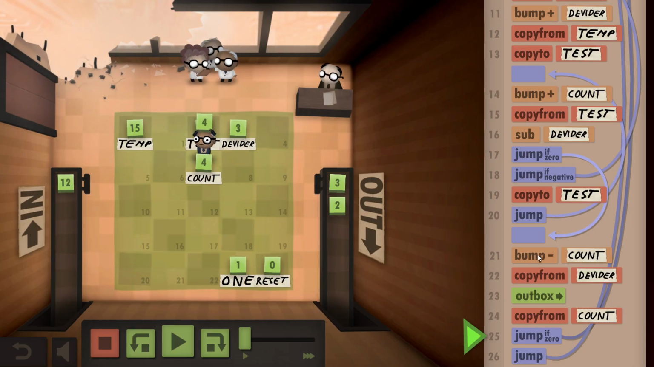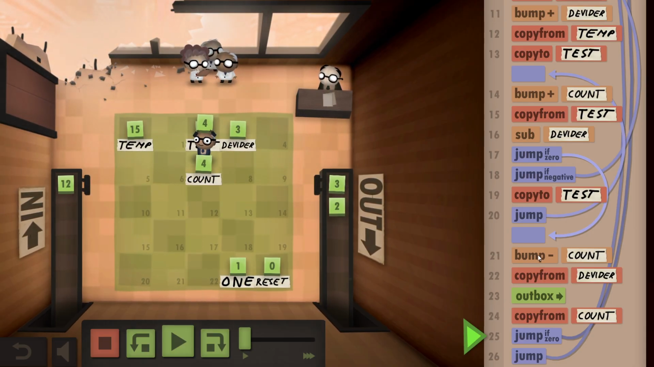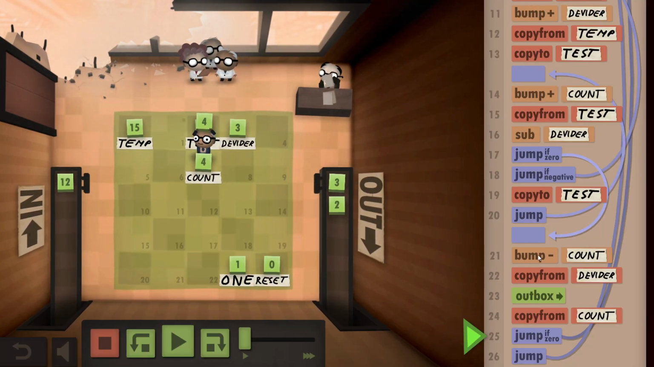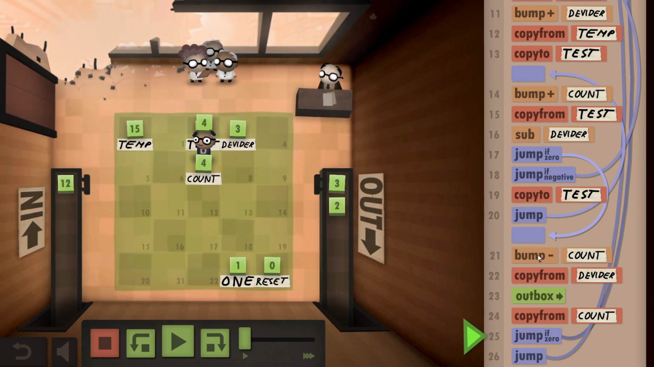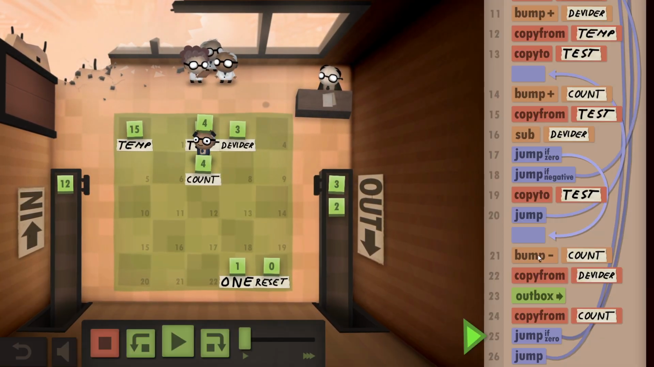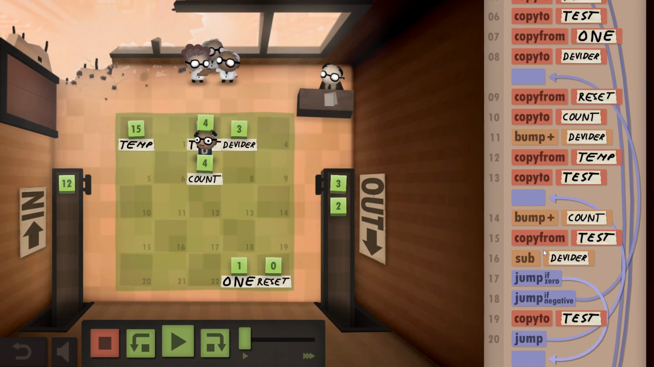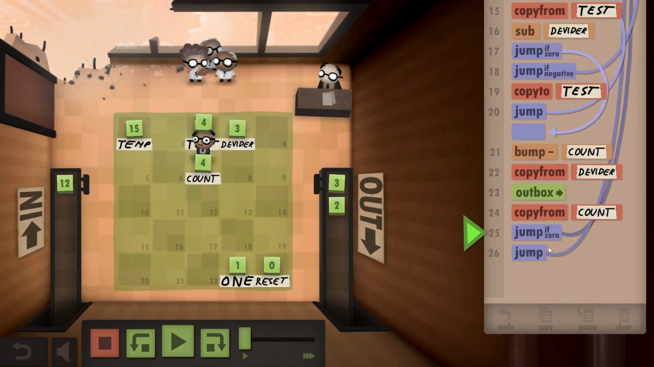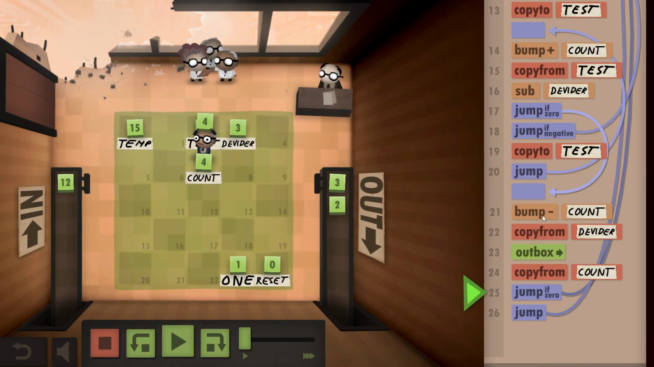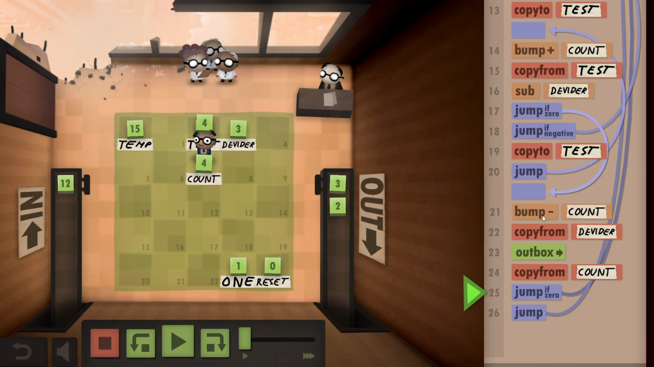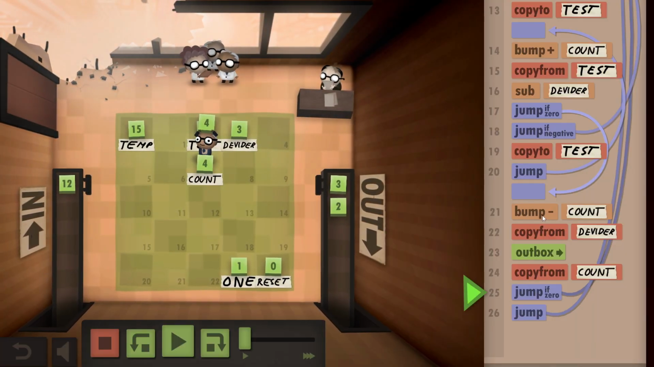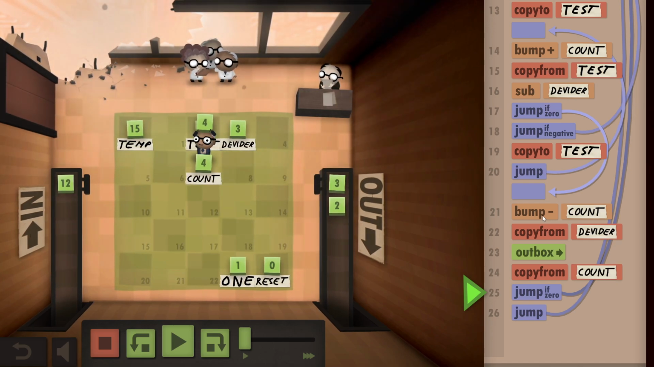Okay. Or we do it how we did before and we minus somewhere else. We minus count somewhere else. Copy count. No, we can't. Oh my god, that is a big issue with this.